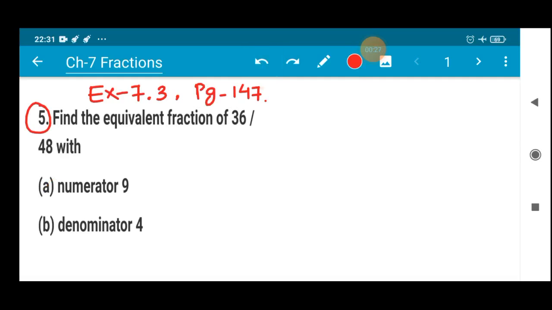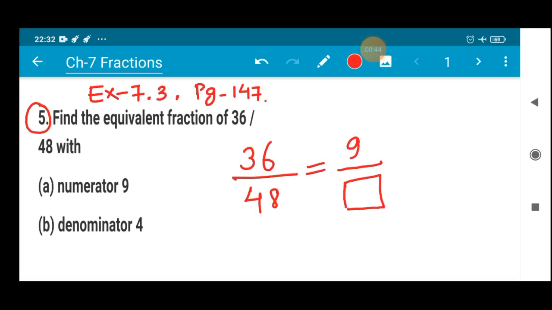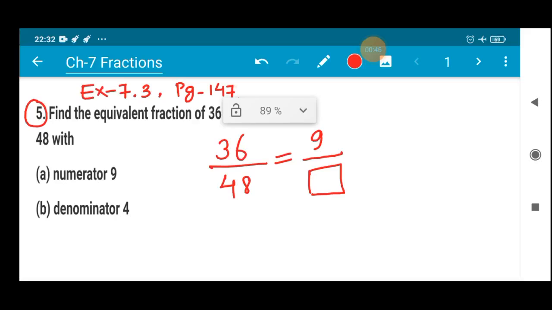The question is exactly similar to question number 4 which we did yesterday, but there is a difference which you are going to find. You have to make this fraction equivalent with the numerator 9, but the denominator is not given. So this will be the form which we are going to write.